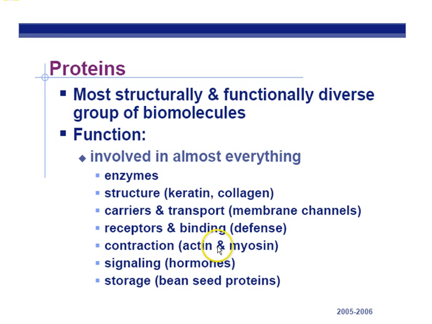Contraction proteins are actin and myosin. Actin and myosin are the two proteins that make up your muscle in order for you to move. Basically, actin and myosin slide past each other in order for muscles to contract. Signaling. Other than the sex hormones, many hormones are protein hormones, like insulin, that are used to communicate and maintain homeostasis in the body. And we can store proteins. For example, bean seeds will store proteins for later use.